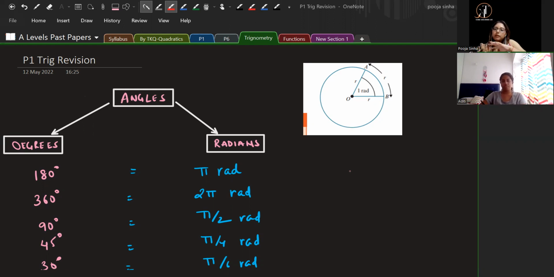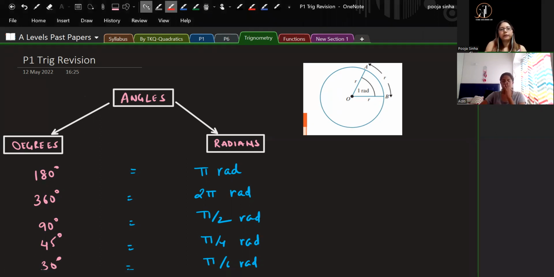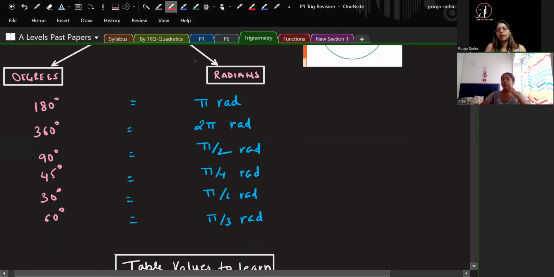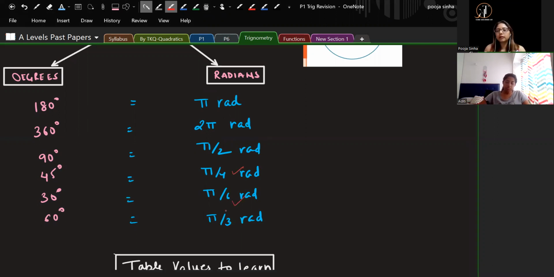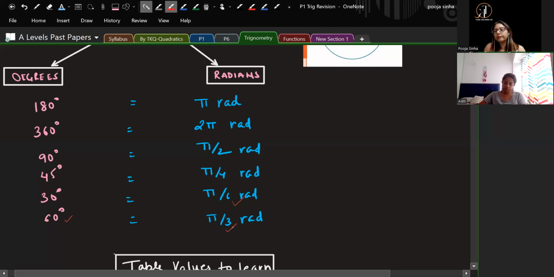Now let's find the relationship between radians and degrees. 180 degrees will always be pi radians. So if it is 360 degrees, it will be 2 pi. If it is 90 degrees, in terms of pi it will be pi by 2. 45 degrees will be pi by 4. 30 degrees would be pi by 6. 60 would be pi by 3.